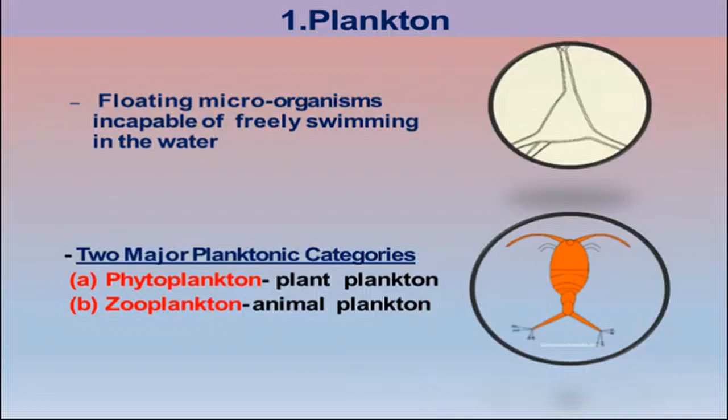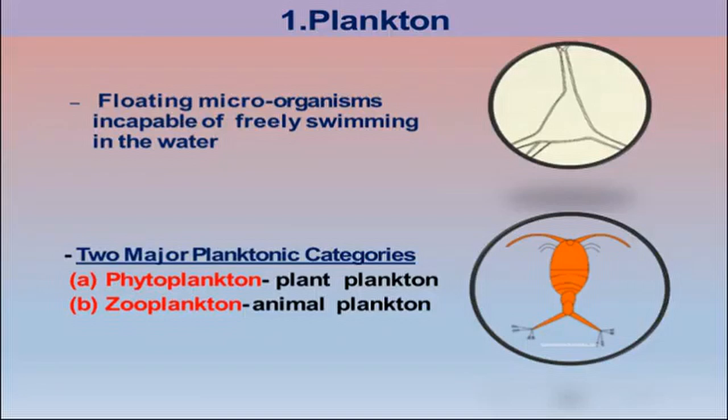Planktons are floating microorganisms which are incapable of freely swimming in the water. Incapable of freely swimming in the water means they are not very strong swimmers or they are totally unable to swim. If they move from one place to another, it is due to some passive forces. And although some of the plankton have the ability to swim, the swimming mechanism is very poor, by use of some organs like cilia, flagella, etc.